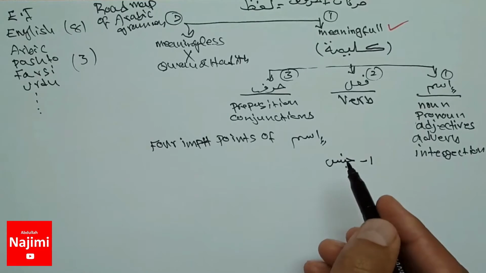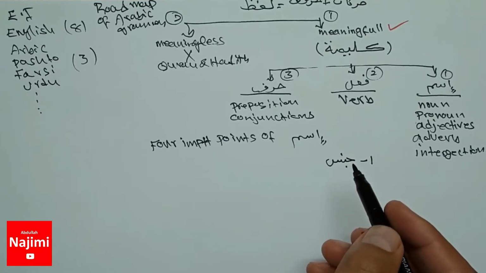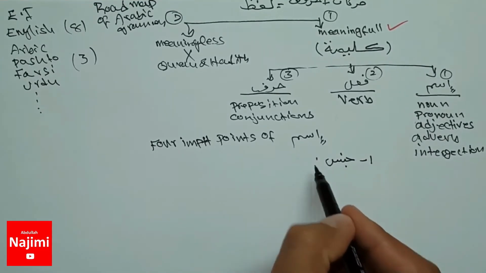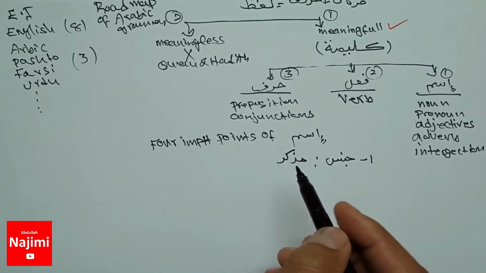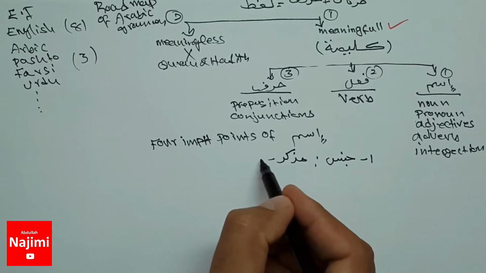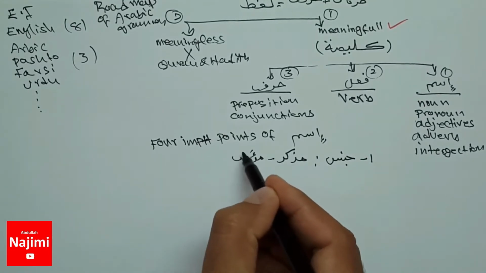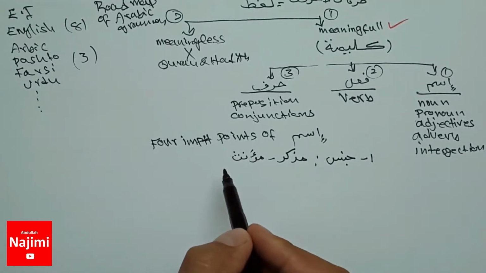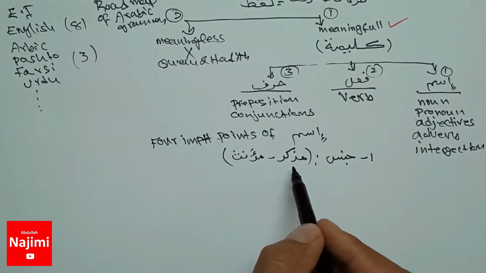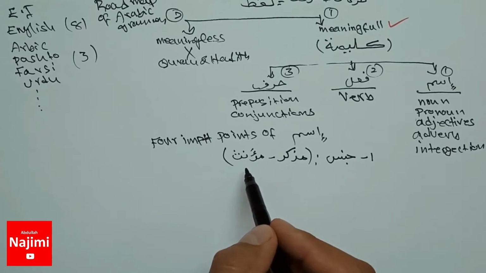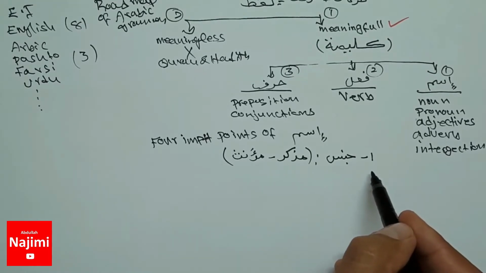Jins means gender, like we can say sex, male or female. So there are 2 points. Mudhakkar means masculine, and muannas means feminine, like boy, girl. So the first topic is gender, we can say.